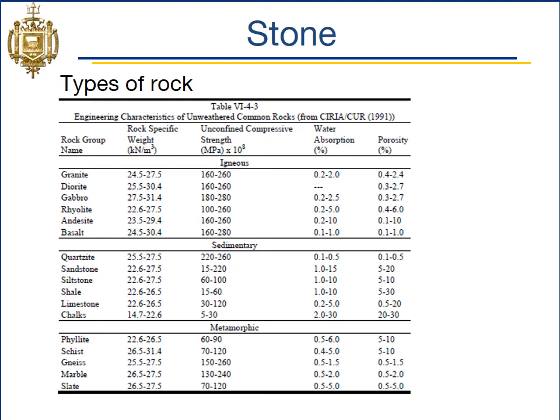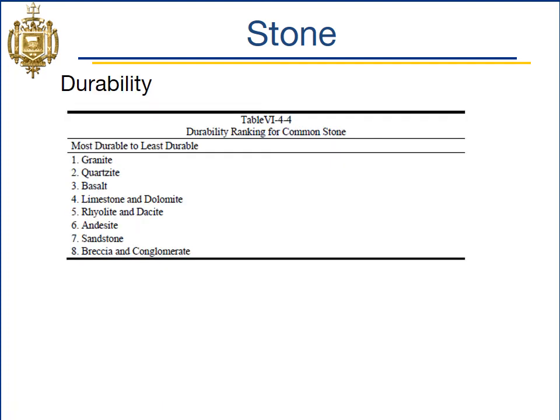Another column I'll highlight is the porosity column. Again, if you look at granite, it's 0.4 to 2.4%, so pretty small. But then if you look at chalk, it's 20 to 30%. So that's the ability of water to flow through it. So big variations in different types of rock.